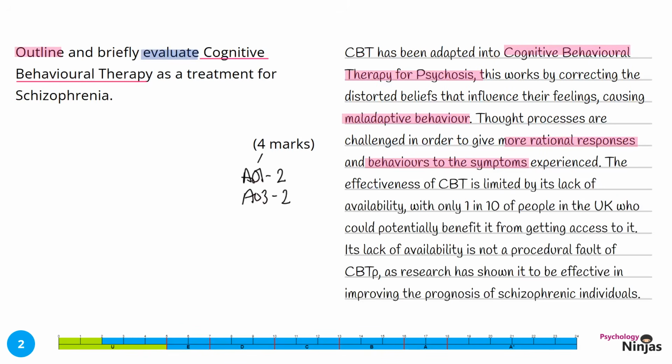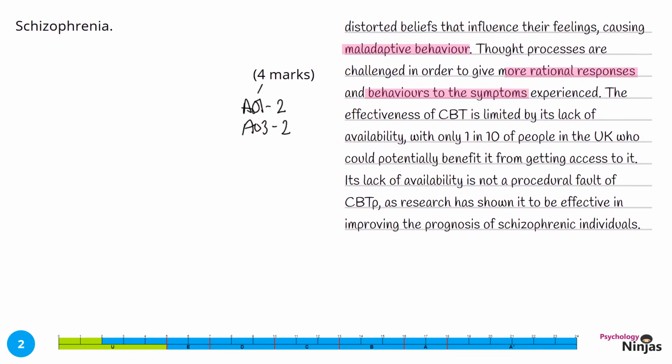The effectiveness of CBT is limited by its lack of availability, with only 1 in 10 of people in the UK who could potentially benefit from it getting access to it. Its lack of availability is not a procedural fault of CBTP, as research has shown it to be effective in improving the prognosis of schizophrenic individuals. Here we've talked about the fact that it's limited in terms of its availability, giving specific data. We've also identified that it could be effective. You could talk about this with specific research in order to get your 2 marks as well.